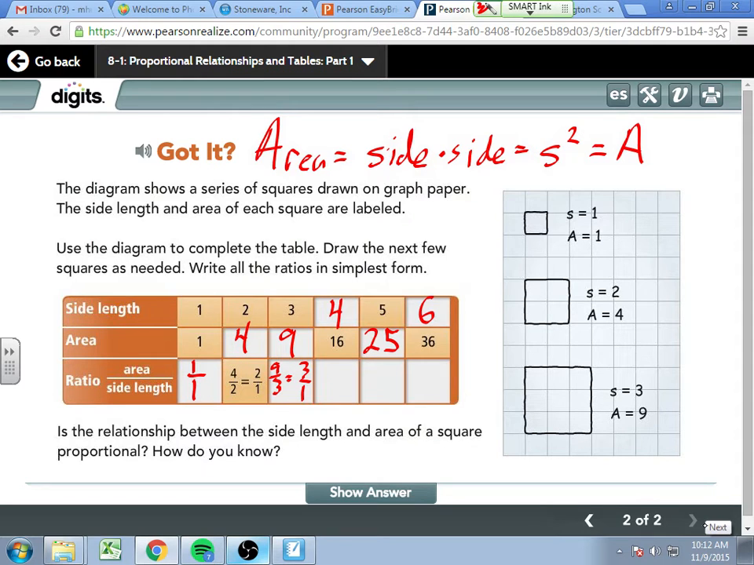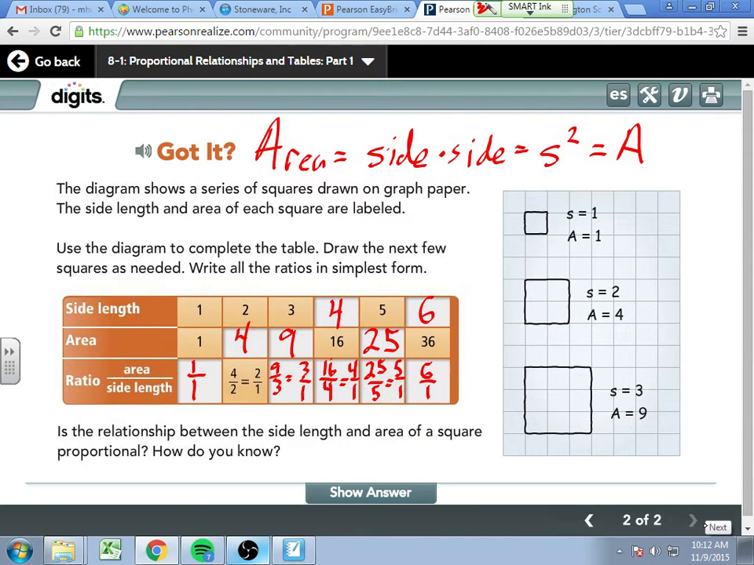Leah, what do you get for that next one? 16 over 4, which reduces to 4 over 1. 16 compared to 4, which is 4 over 1. My next one, most of us, I think, could see it. 5 to 1. 25 over 5, which reduces to 5 to 1. And my last one reduced 6 to 1.